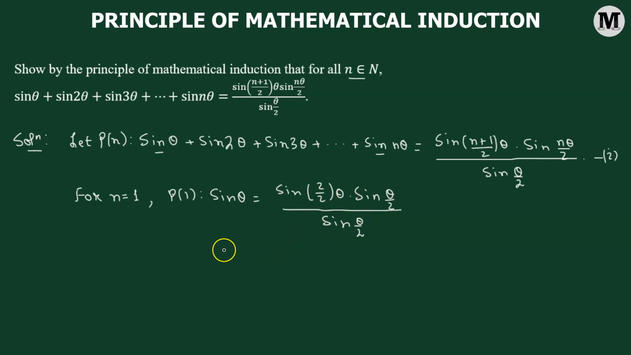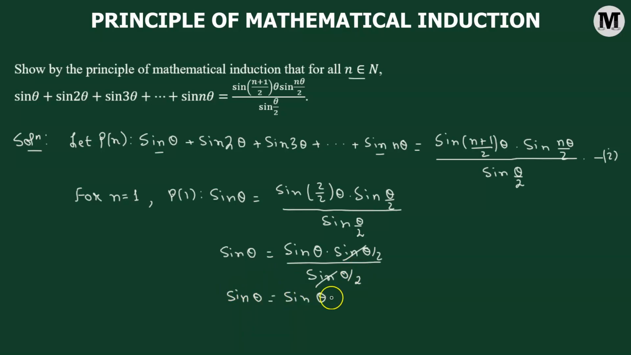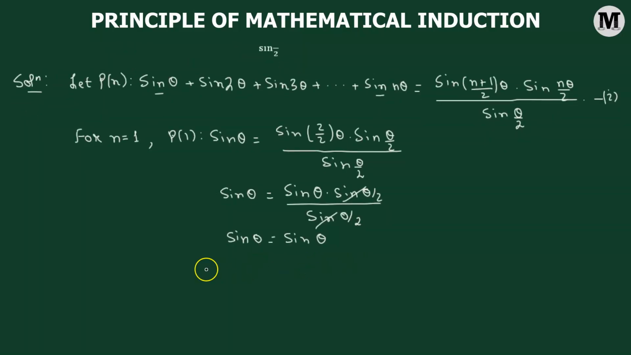When we simplify this, the left hand side stays as sine theta. On the right hand side, we have sine of 2 over 2 theta, so that's simply sine theta, multiplied by sine of theta over 2, whole divided by sine of theta over 2. We can cancel sine theta over 2 from the numerator and the denominator. That's going to leave us with sine theta. So we have obtained that sine theta equals sine theta, and this simply tells us that the statement P of 1 is true.